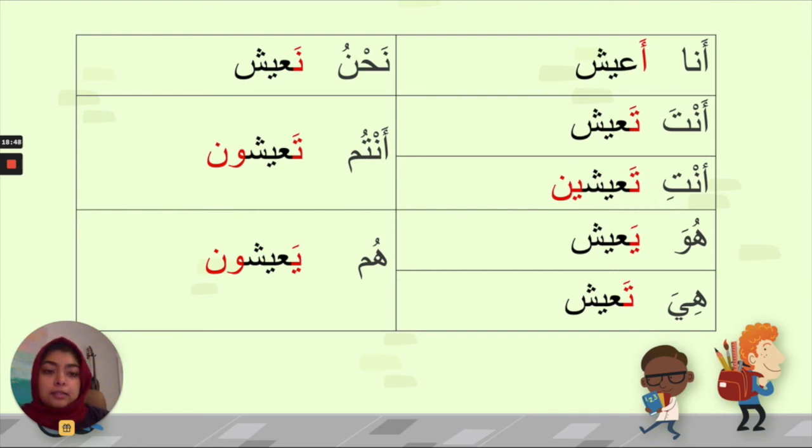أنت تعيش, with the ta. Anti, you're talking to a woman, تعيشين. Remember, we add ya, noon at the end. Remember, don't forget the noon. أنتم, y'all. أنتم تعيشون, you guys live. Okay, y'all live. هو, الغائب, we're talking about someone else. هو يعيش, he lives. هي تعيش, starting with the ta, she lives. هم يعيشون, they live. So remember, home, we have waw noon at the end. يعيشون.